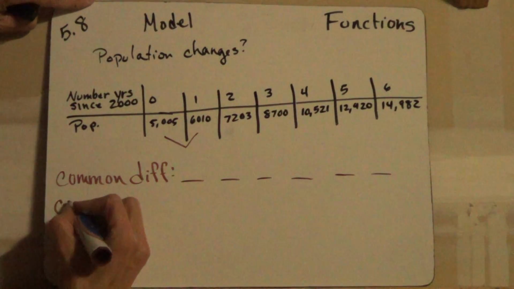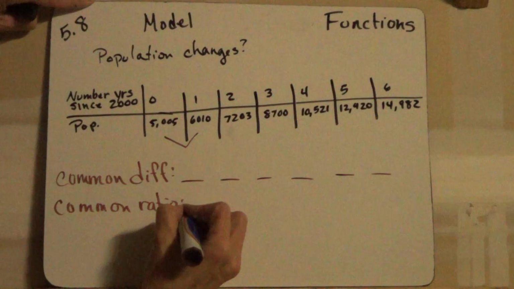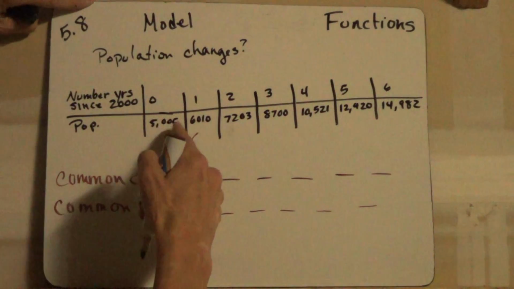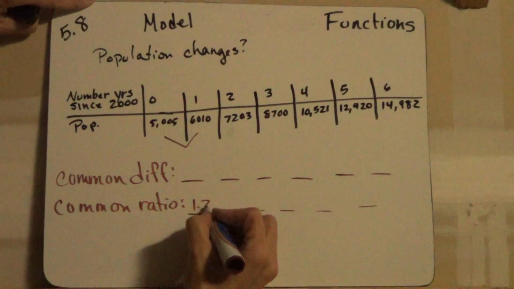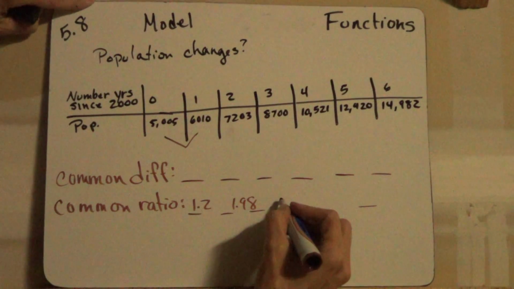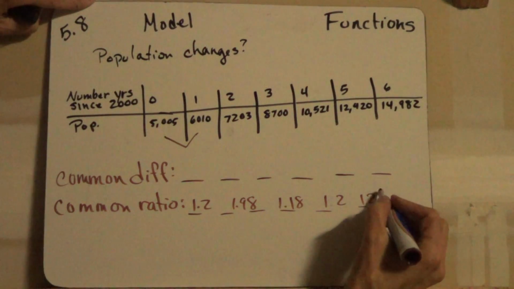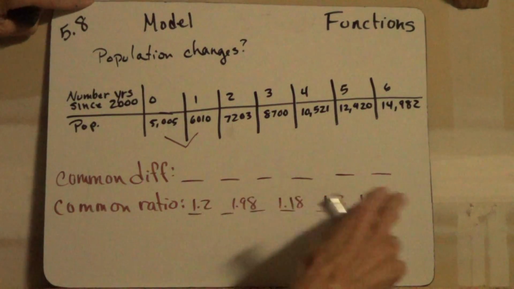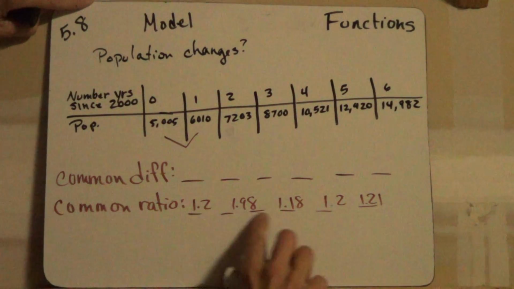The common ratio, put it in your calculator and calculate each one. When you do that, this one comes out 6,000 over 5,000 is about 1.2, and about 1.98, 1.18, 1.2, 1.21. Don't take my estimate there, that's just off the top of my head, that's what I'm thinking. But you can see the common ratio is much closer.